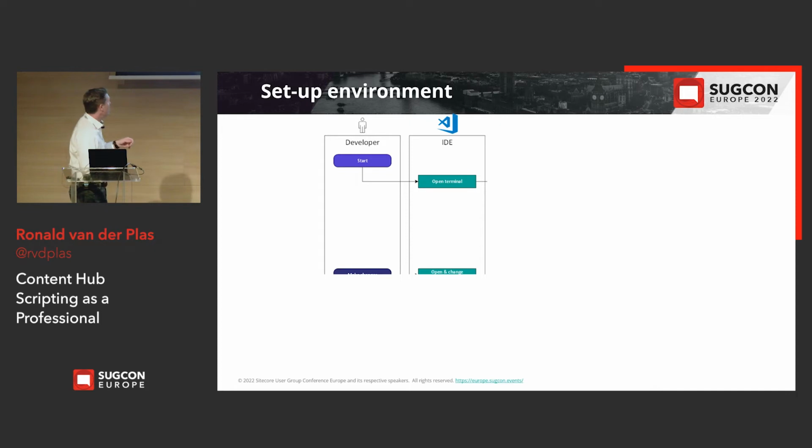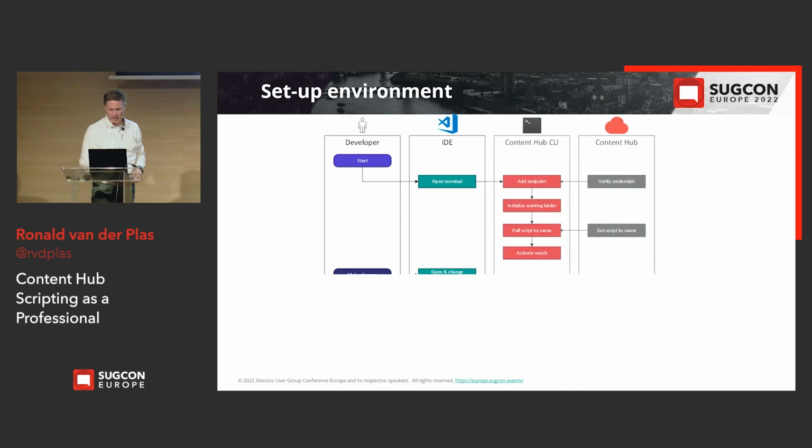So if you look at a small part of it, how does it all look? You start at the top: you open your terminal in your favorite IDE. Then you need to add an endpoint. In this case, you need an endpoint to your sandbox with your credentials and so on. It then verifies your credentials, and if it succeeds, then you have a connection within your CLI. Then you, of course, need to initialize your working folder so that it's prepped and can run scripts. Next to that, you go into Content Hub and get the name of the script. You copy it over into your CLI action, and then you pull it down. At that time, it just copies the file over to your local file system, and you can start making changes. And then you need to activate the watch.